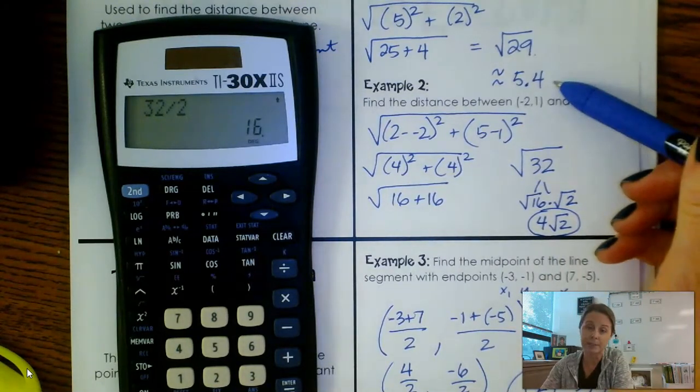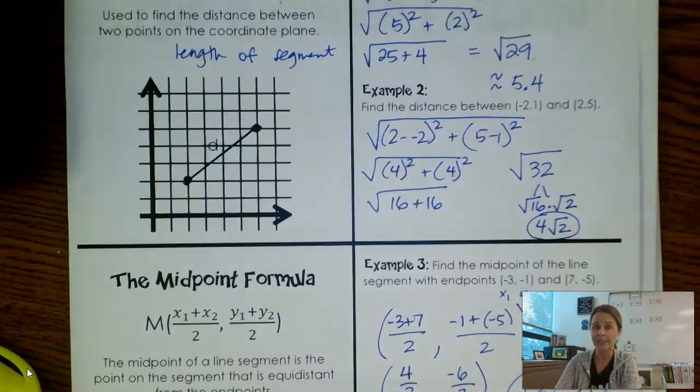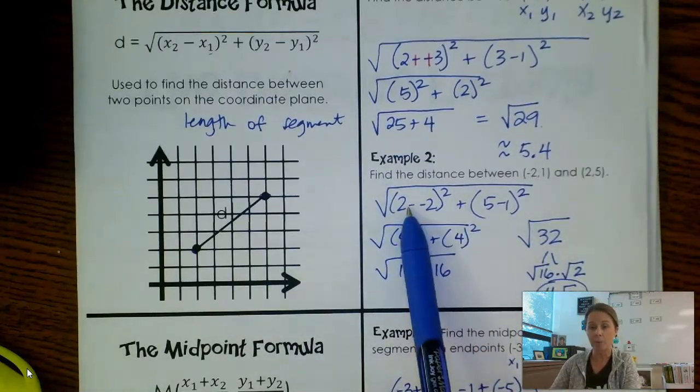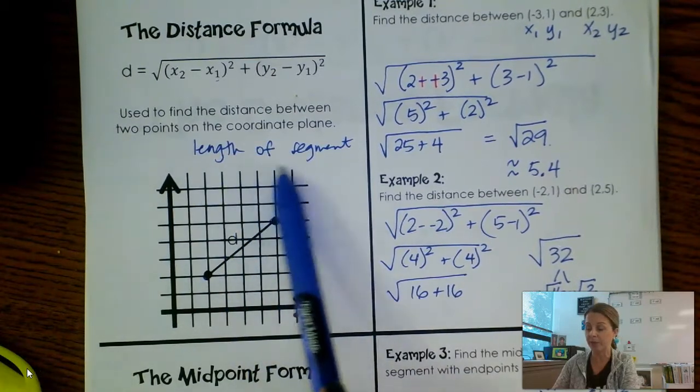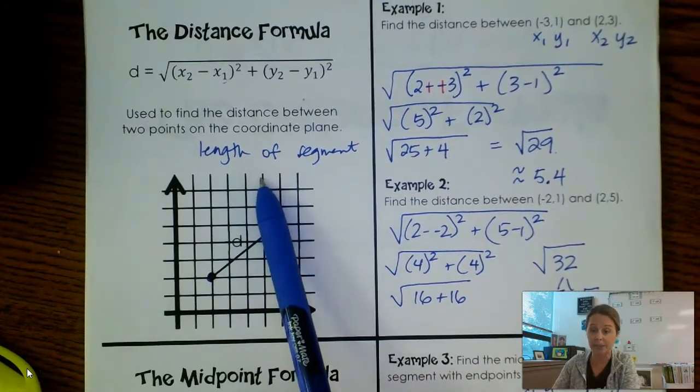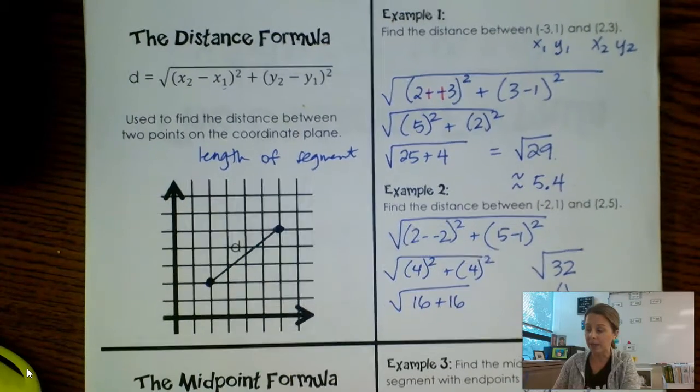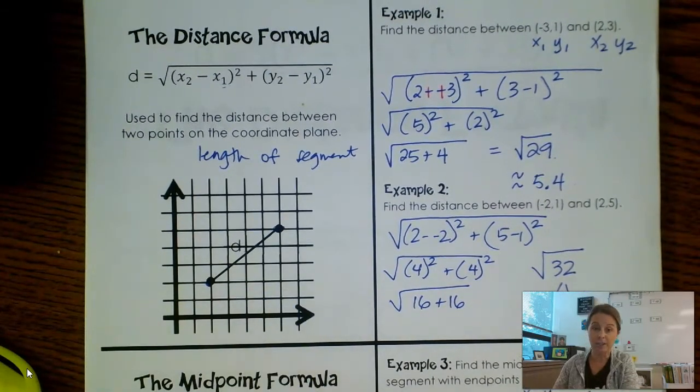Of course, we could do a decimal here as well. Okay, so that's distance formula. We can run it through the formula. It finds the distance between 2 points, which then will also give you the length of the segment. Okay, I'm going to pause this video or stop this video and then come back with the examples.